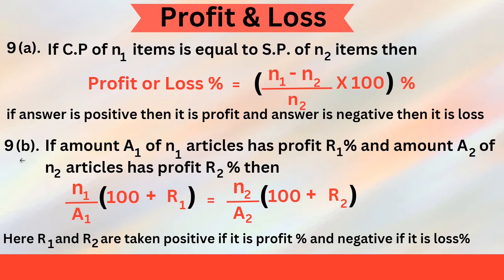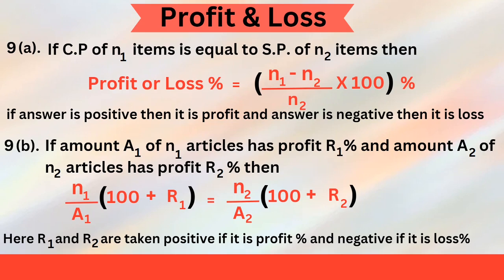Part B, it is another formula. If amount A1 of N1 articles has profit R1% and amount A2 of N2 articles has profit R2%, then N1 upon A1 into (100 plus R1) equals N2 upon A2 into (100 plus R2). Here R1 and R2 are taken positive if it is profit percent and negative if it is loss percent.